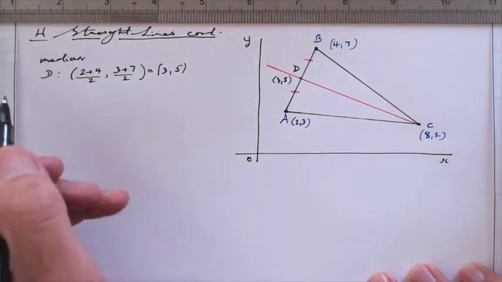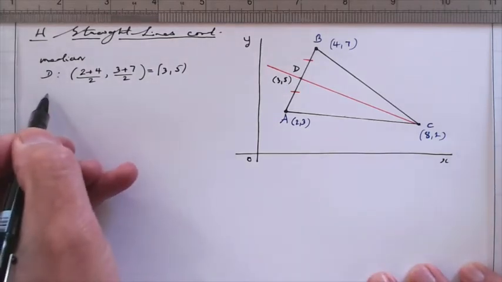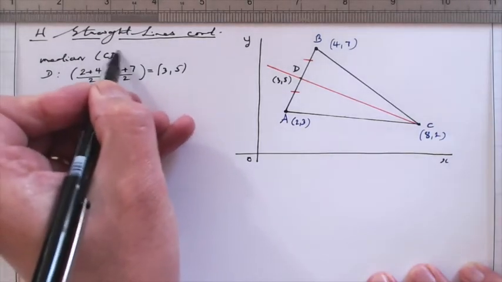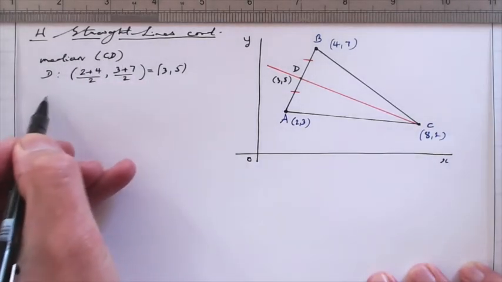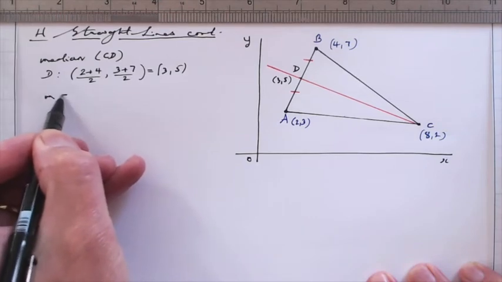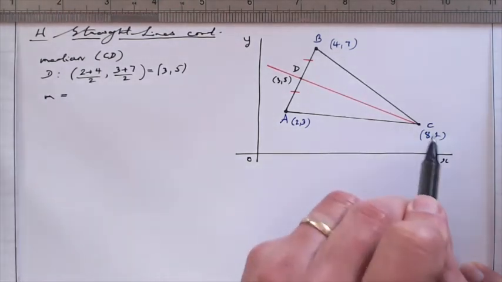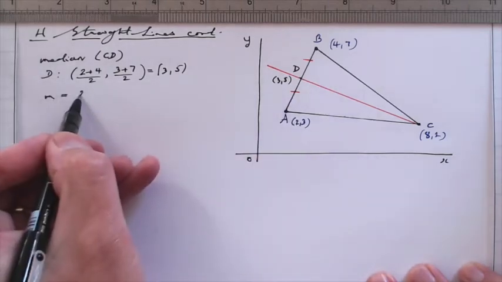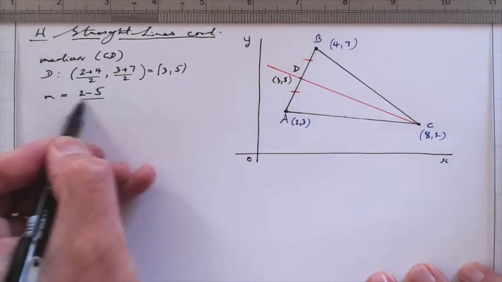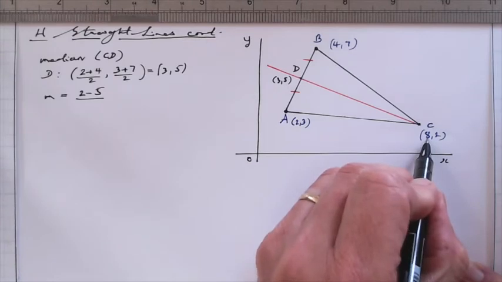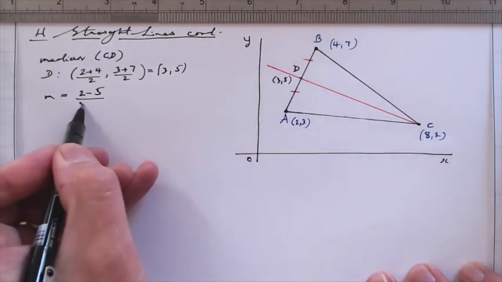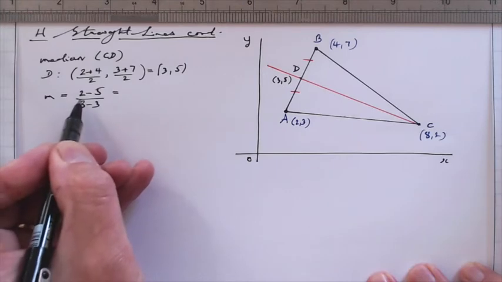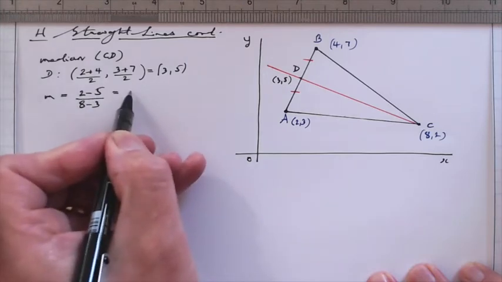We can calculate the slope of that median. Let me call that line CD. Okay, so the slope will be the difference in the y values. So let me say it's 2 take away 5 is the difference in y, divided by the difference in x, 8 take away 3, and that is negative 3/5.